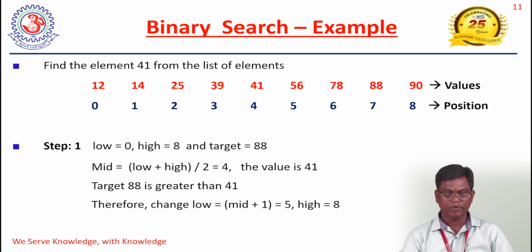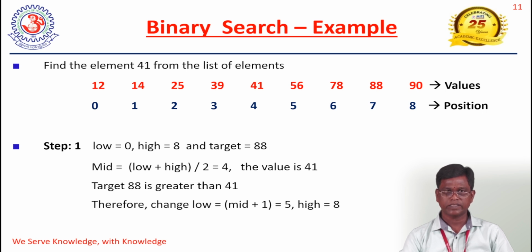And here is the example for binary search. The given list of values is 12, 14, 25, 39, 41, 56, 78, 88, 90. The target value that I want to find is 41 in the given list of elements. For better understanding, the values are shown with their corresponding index positions, starting from 0, 1, 2, 3 up to 8. According to the algorithm explained previously, initially we start with low equal to 0 and high equal to 8, which is the last index.